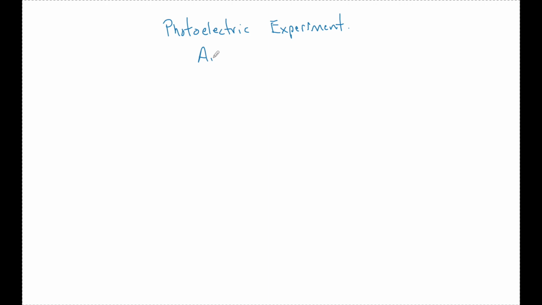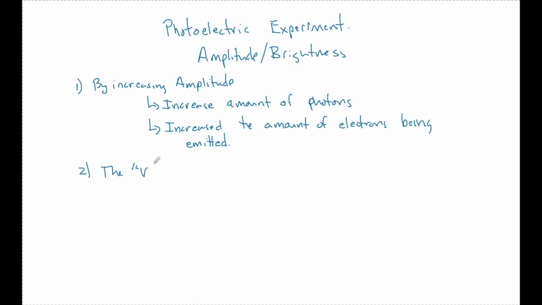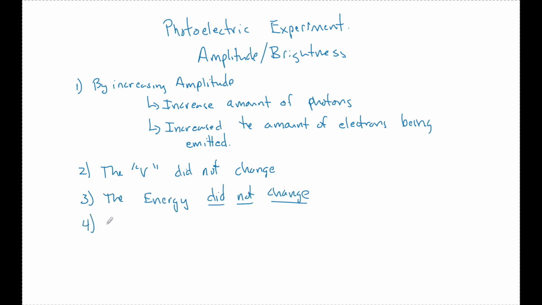So how did amplitude or brightness affect it? Well, what they found out when they increased the amplitude and didn't change the frequency, we found a whole new set of findings. By increasing the amplitude, we increase the amount of photons. Okay, now this increase in photons increased the amount of electrons being emitted. But, and this is super important, the V did not change. So I could not raise the potential difference by making the light brighter. I also could not change the energy. So all the amplitude did was increase the current.